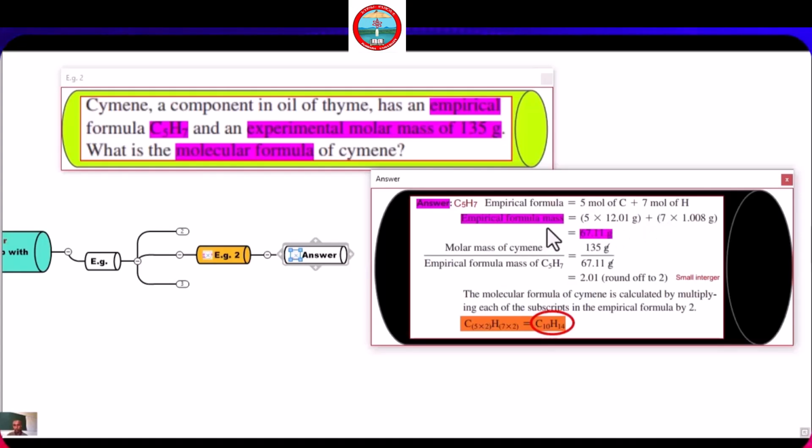The empirical formula mass equals 67.11 gram. And then find the small integer by dividing the molar mass of the compound by the empirical formula mass of the compound. So the whole small integer becomes 2.01. So the obtained one is 0.01. You can round off to 2 and then multiply the empirical formula by 2. Our empirical formula C5H7 becomes C10H14. This is example 2.